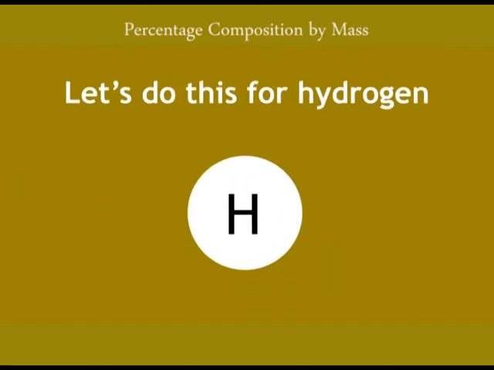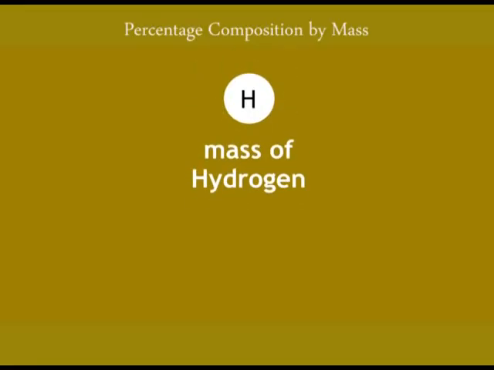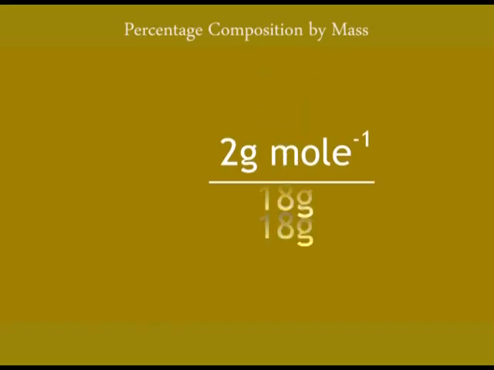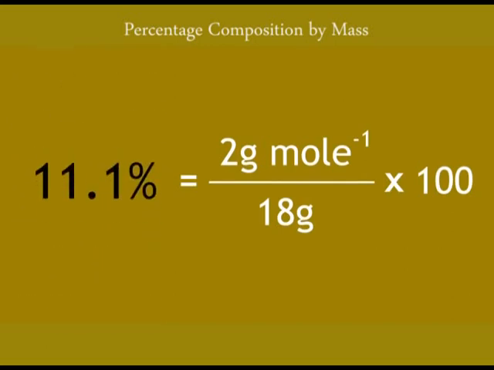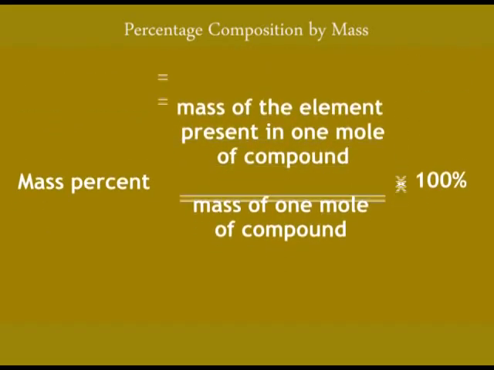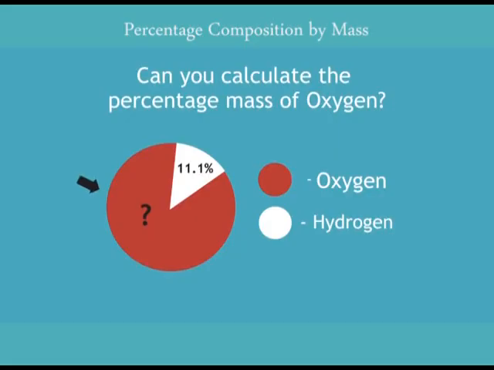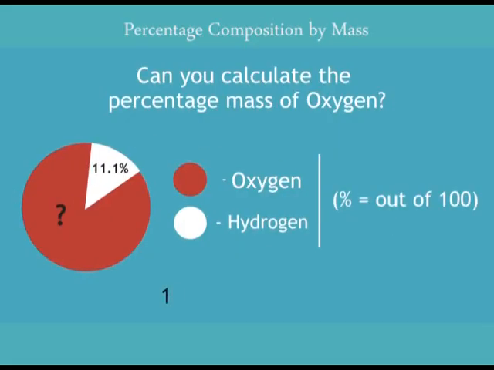Let's start with hydrogen. The mass of hydrogen present was 2 grams. If you divide that by 18 and multiply by 100, we get the percentage mass of hydrogen present in water. That is 11.1%. And you can work out the same for oxygen, but it's not necessary because the remaining percentage is actually that of oxygen. So we do 100 minus 11.1, giving us 88.9.